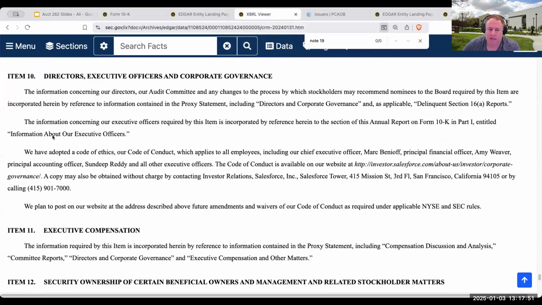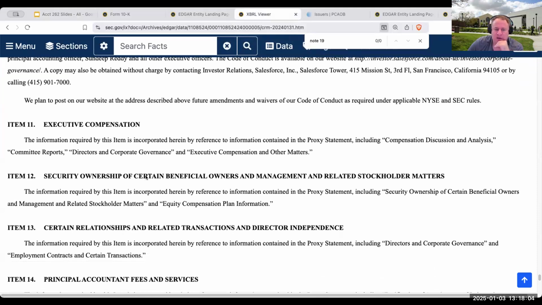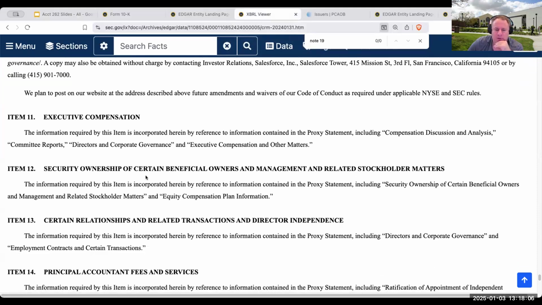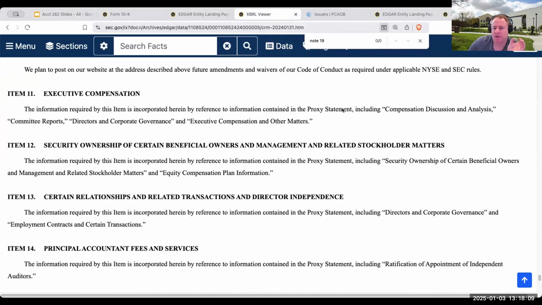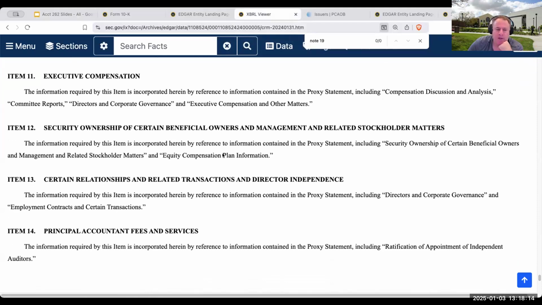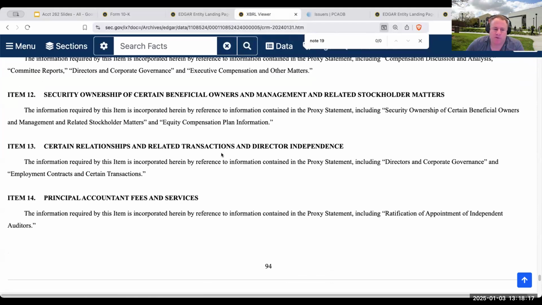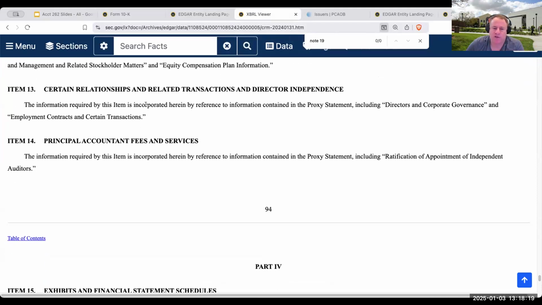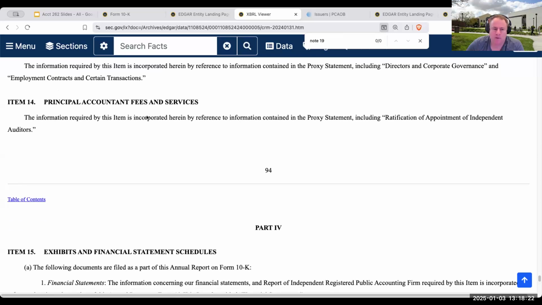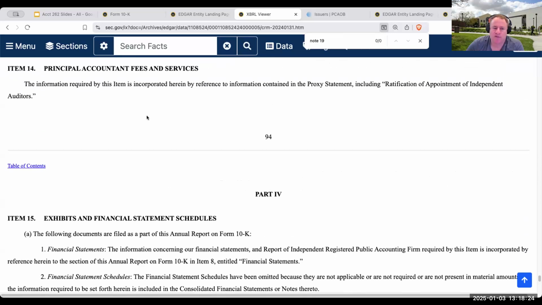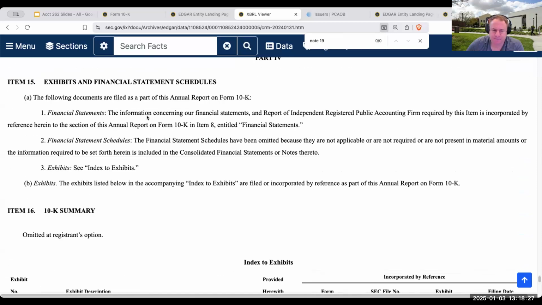Item 10, directors, executive officers, and corporate governance. Talks about the code of ethics, audit committee. Right over here, it's all on the website. Executive compensation. Okay, this is in our proxy statement, so we're going to look at that a little bit later. That's called the definitive 14A. Security ownership of beneficial owners, certain relationships and related transactions, and director independence. Principal accountants and services. Again, this is going to be in the proxy statement.